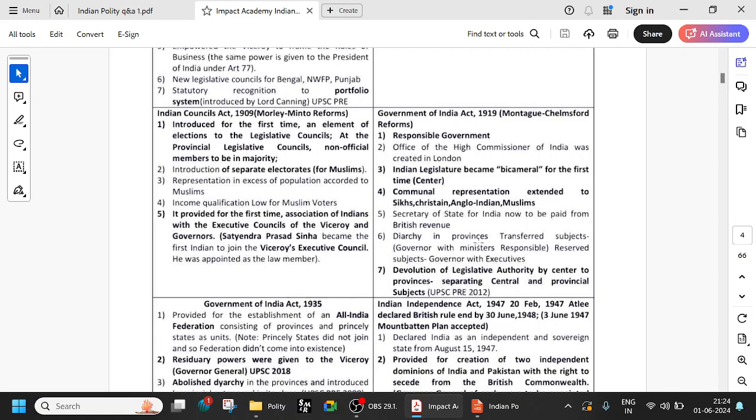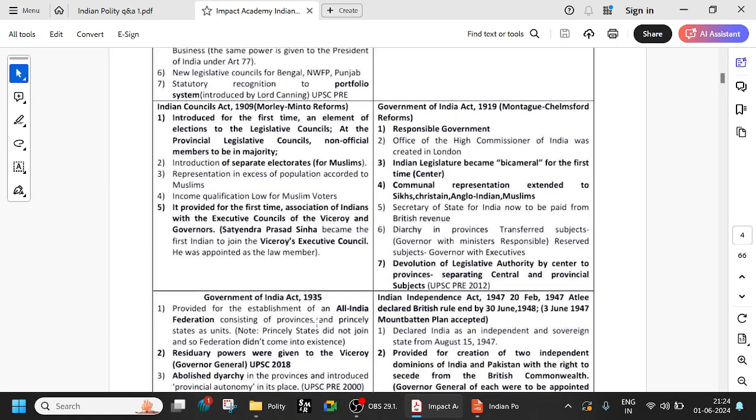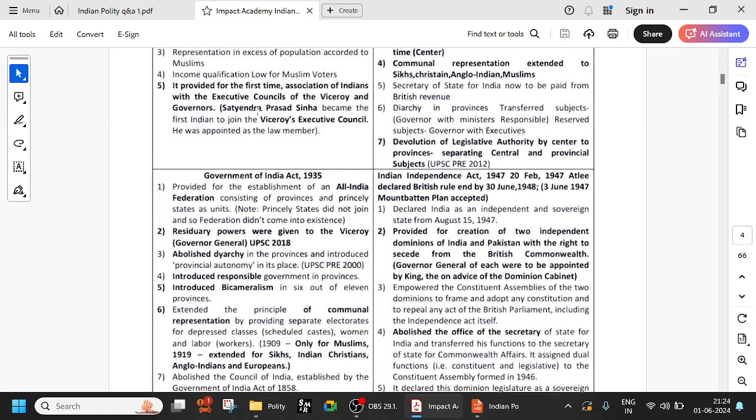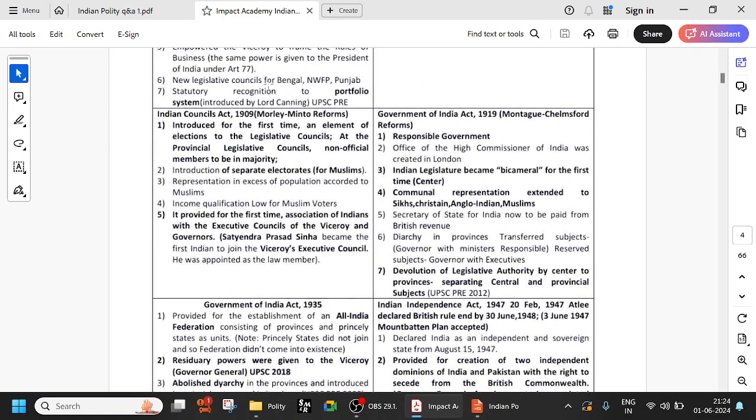Okay, next in 1935, diarchy was abolished in center. So it introduced bicameralism in 6 out of 11 provinces. Okay, so basically, a separate electorate for Muslims was introduced in 1909, that was extended in 1919, and bicameralism was first introduced in 1919 and extended in 1935. So remember it like that.